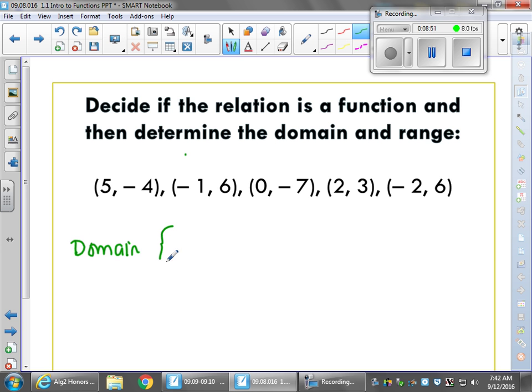Thoughts on how I'm going to write domain for this? Sure. Very good. So what would that be? What would that look like? Is -7 an x value? Careful. I agree with you, you're right. But I think -7 is sitting in the y spot.